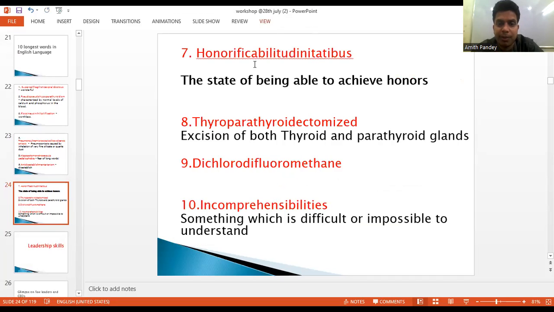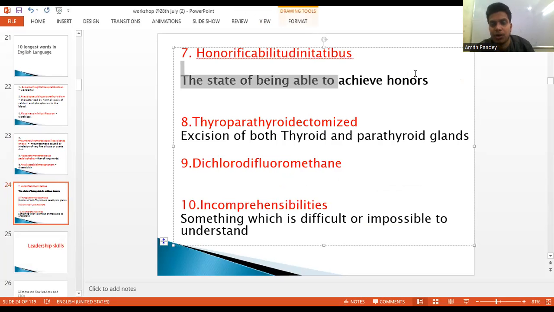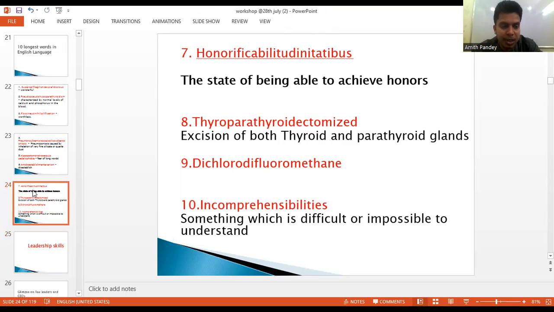Next is honorificabilitudinitatibus, and it is related to honors. Next we have thyroparathyroidectomized, which is related to the thyroid glands that we have near our neck. Next we have dichlorofluoromethane. And the last one is incomprehensibilities.